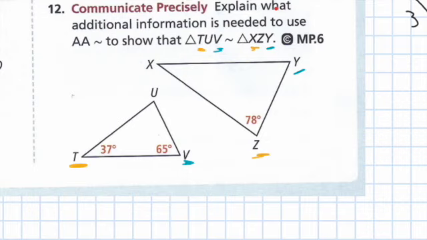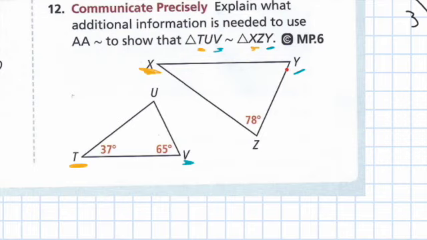This next problem says, explain what additional information is needed to use the angle-angle similarity theorem to show that these two triangles are indeed similar. I keep emphasizing here, I want you to understand or see this symbol and know that it means similarity. I'm so sorry, excuse me. T corresponds to X. Let me fix that real quick. All right, so T corresponds to X, and V over here will correspond to Y.